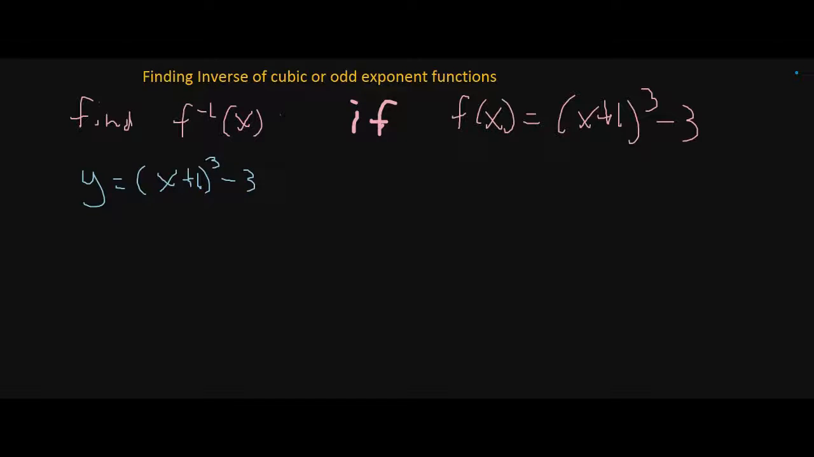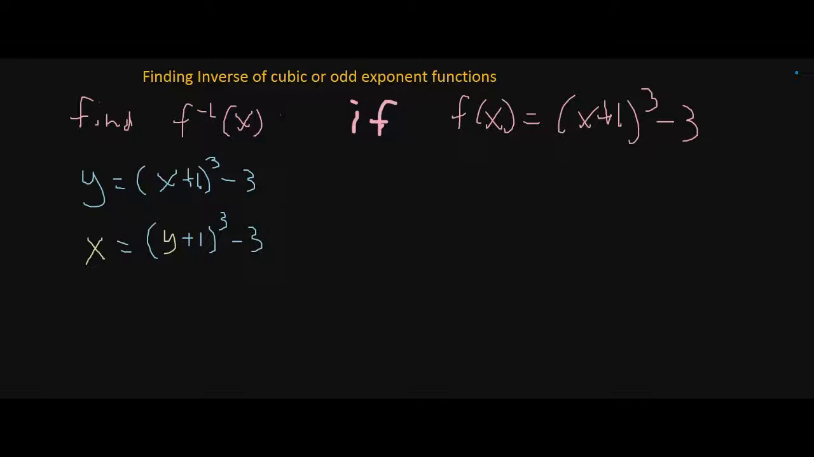Step 1 is always switch your x and y variables. So let's switch them. We get x is equal to (y plus 1) raised to the third power minus 3. So the first step is we switch our x and our y values.